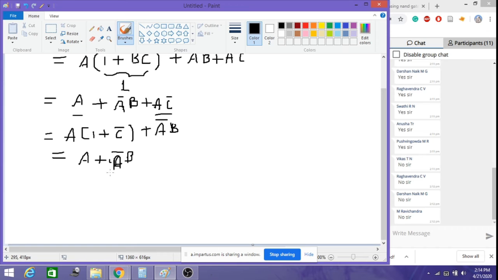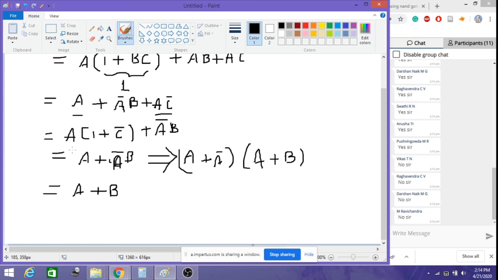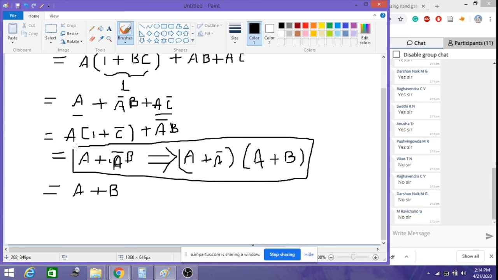A plus A bar B can be written as, I can multiply again, A plus A bar into A plus B. So here we use the properties of Boolean theorems, and we are applying that. So finally we are left with the term A plus B. So you have to remember these relations so that we can straight away apply them whenever the situation comes.